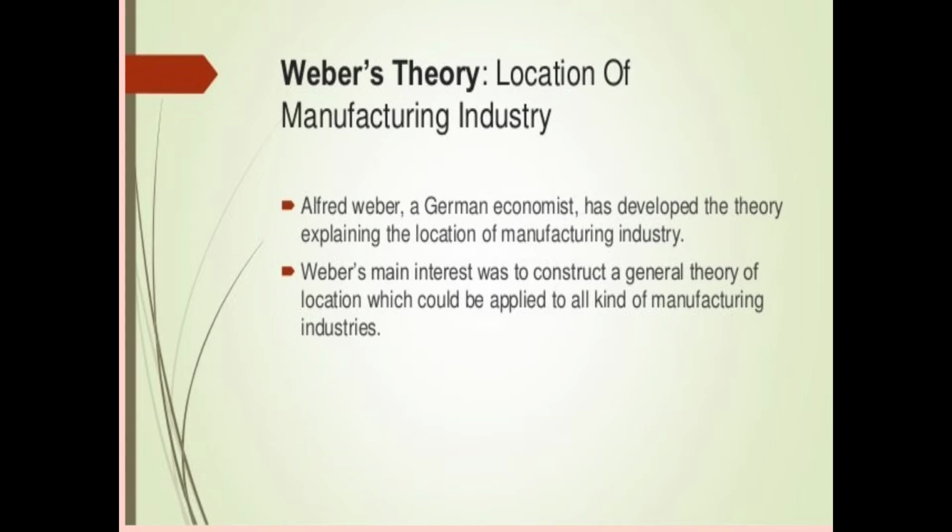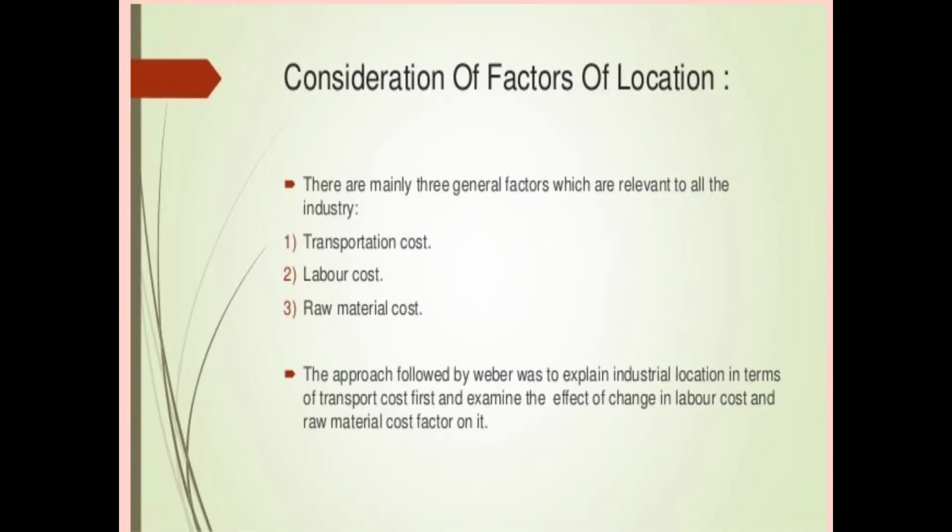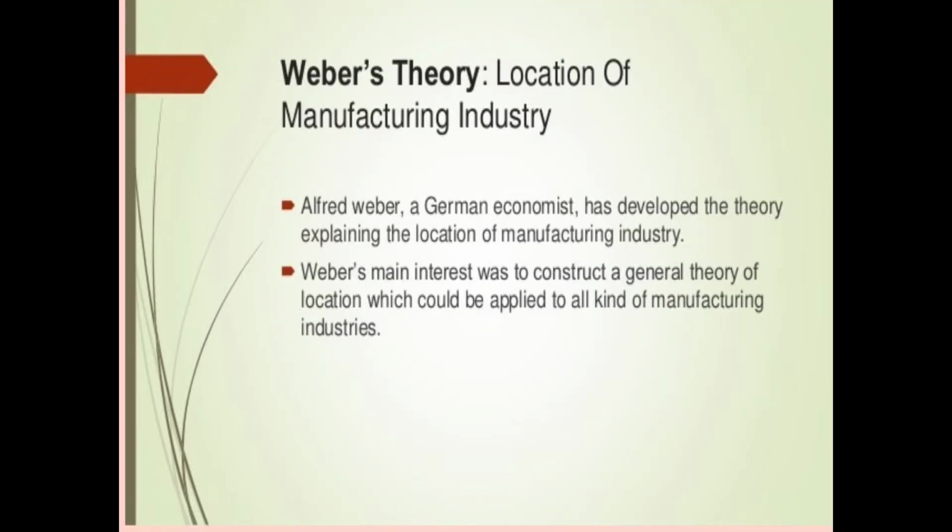So Alfred Weber, a German economist, has developed a theory explaining the location of manufacturing industries. Weber's main interest was to construct a general theory of location which would apply to all kinds of manufacturing industries. So here the main topic was the theory of explaining the location of manufacturing industry.